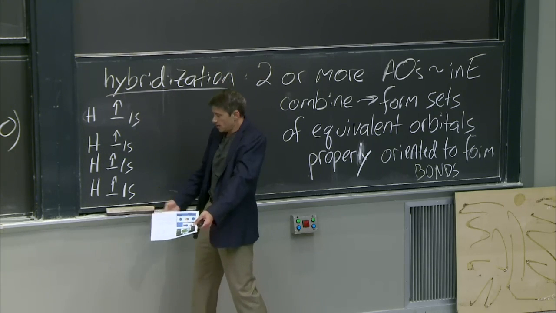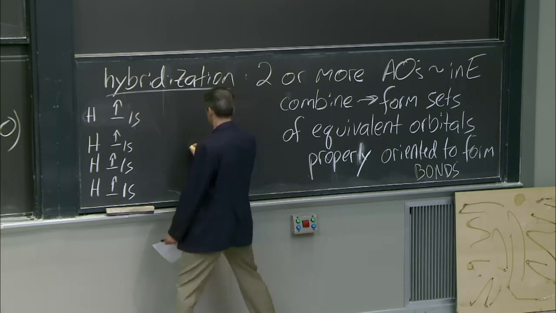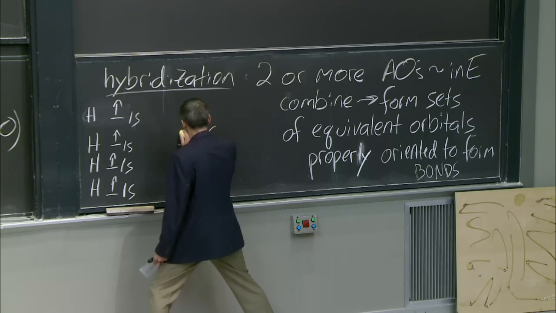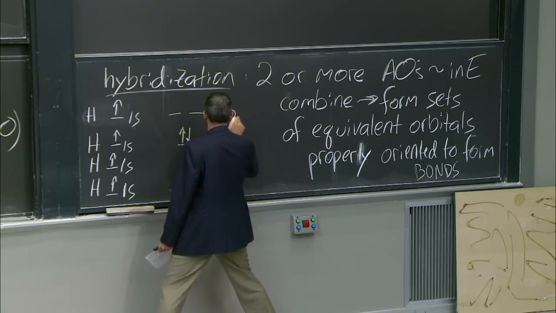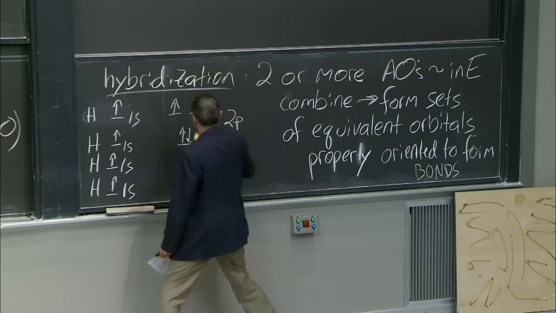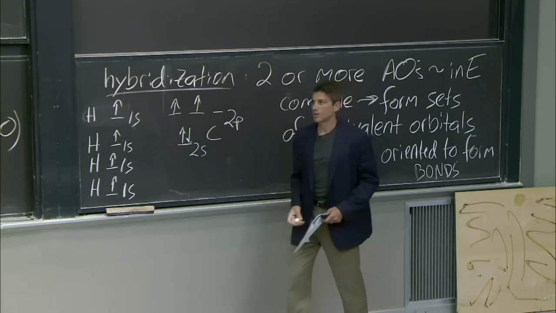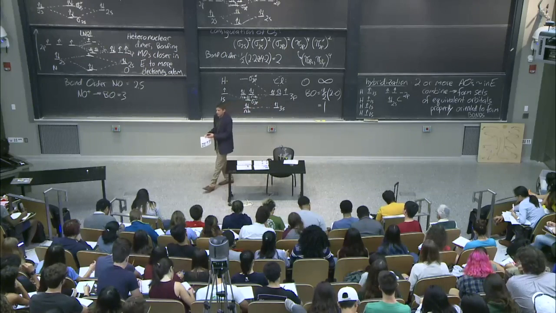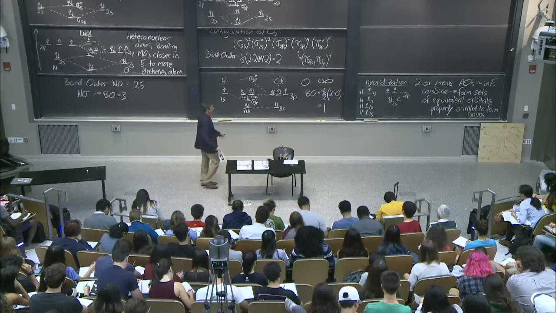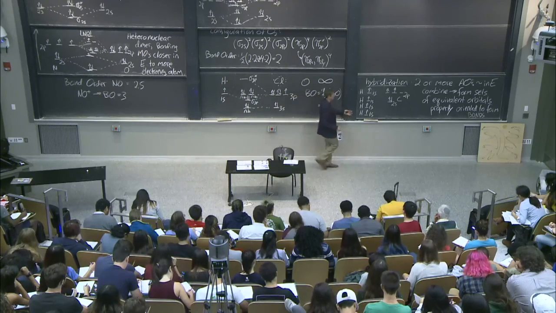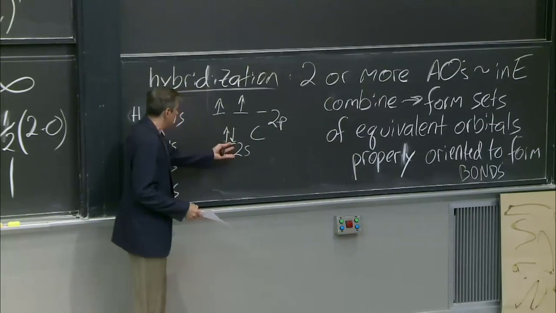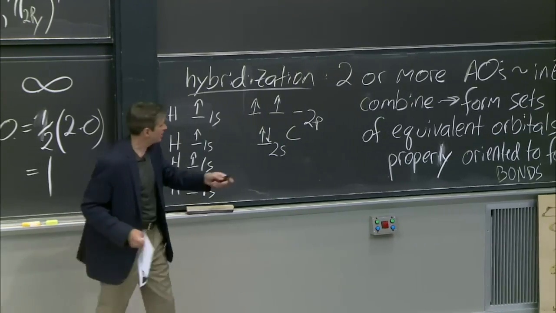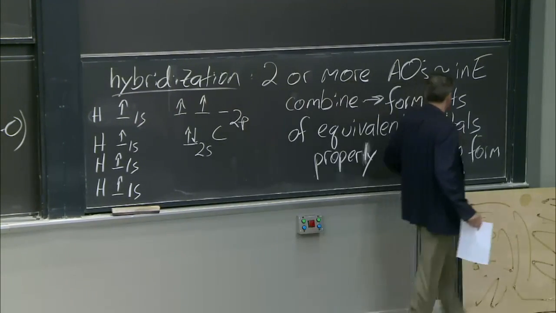And they come and they're like, hey, carbon, what you got? And the carbon is like, okay, hold up. I got my 2s, that's here, and I got all my 2p's. And what are we to do? How can these 4 hydrogens come and bond with the carbon, given that it looks like the carbon isn't bringing the right kind? And also, and this is critical, this is why I wrote it here, properly oriented to form bonds.